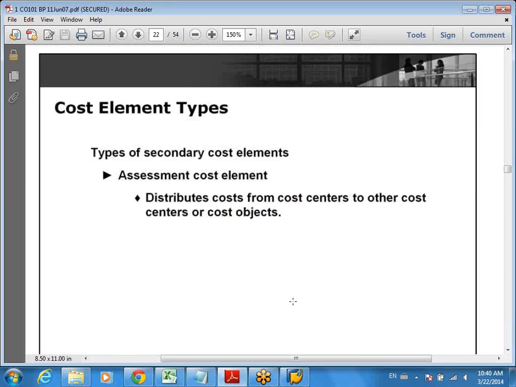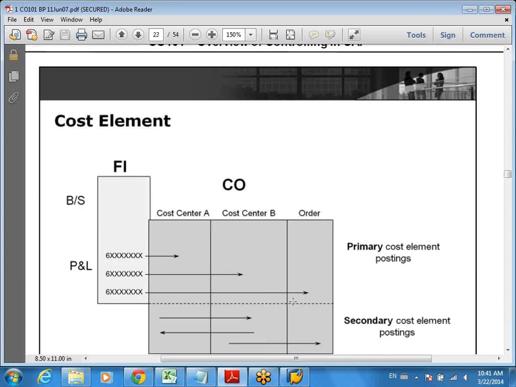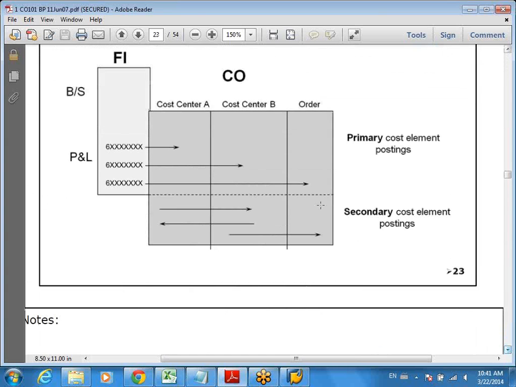Cost element types. For the secondary, there is an assessment cost element, and the assessment cost element distributes the cost from a cost center to other cost centers. Okay, they're making the assessments and moving from one cost center to another cost center. Okay, another example here. Same thing, same concepts.